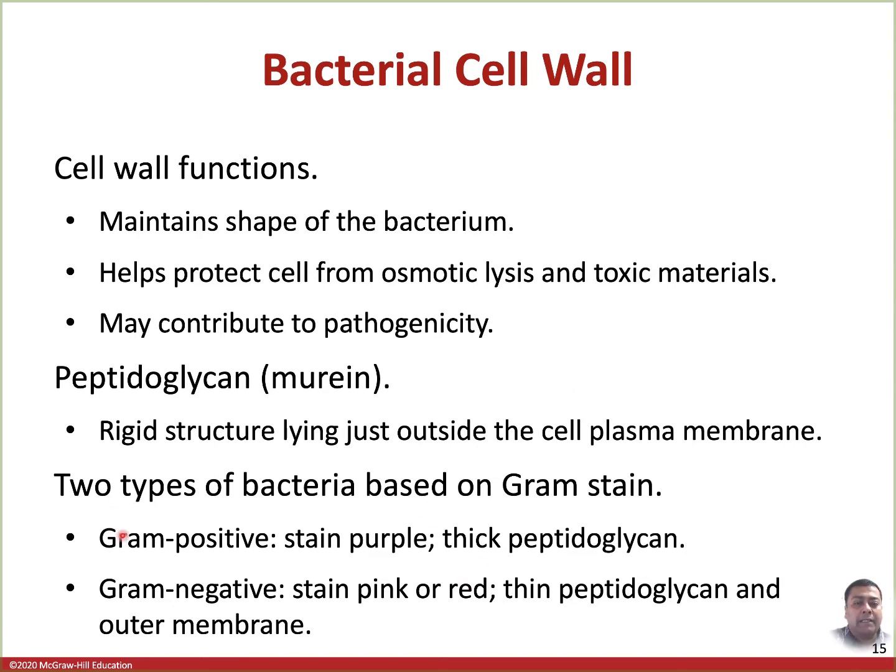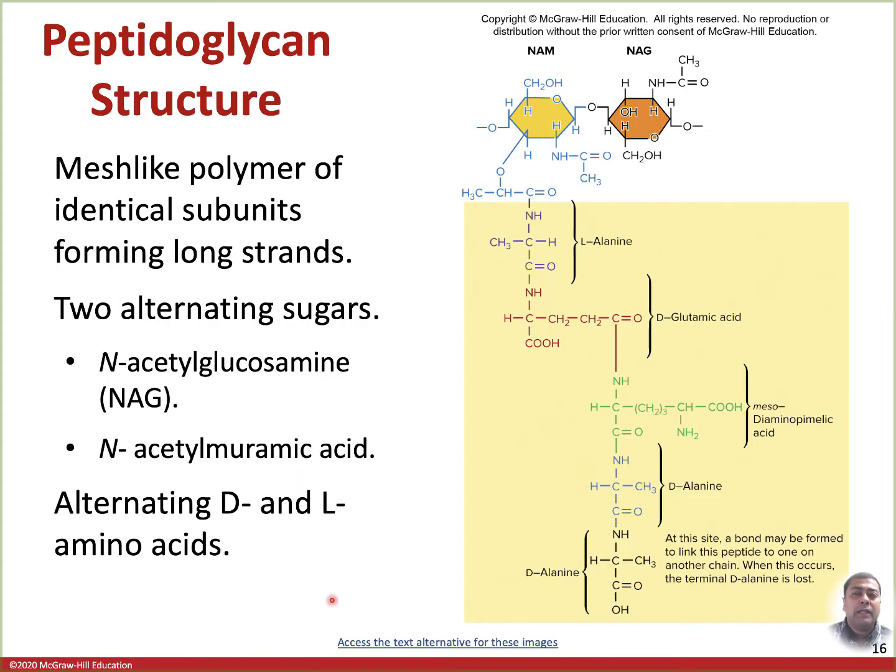On the other hand, there are the two types of bacteria based on Gram stain that we talked about. The Gram positive, which stain purple, actually have a much thicker peptidoglycan, whereas the Gram negative bacteria, which stain pink or red, have a thin peptidoglycan and an outer membrane. There are some other differences as well, and we're going to talk about those in a moment. So let's first take a look at the peptidoglycan structure.